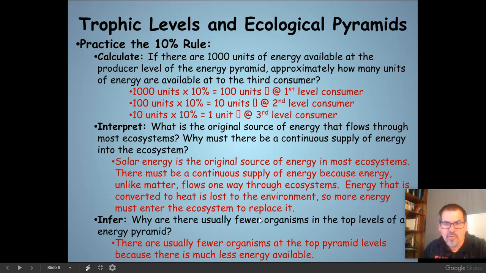Why are there usually fewer organisms at the top levels of an energy pyramid? Because there literally is less energy there. If our top level predators ate plants, there would be way more top level predators. But then again, they wouldn't be top level predators, would they? They would be lower level, first level consumers.